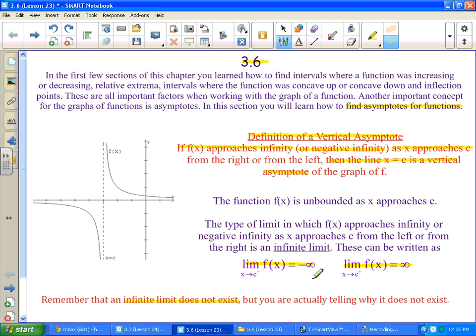Okay, does that mean that this limit exists? No. Remember, an infinite limit does not exist. You're just telling why it doesn't exist. So in your homework, you can write, this equals negative infinity, but realize it still does not exist. So any questions on the first page here?